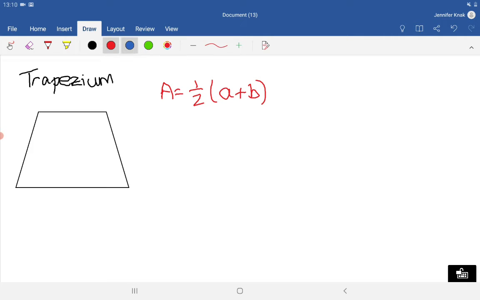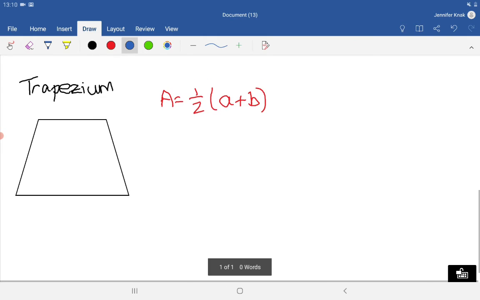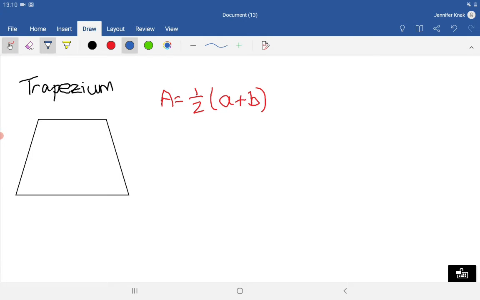What you need to know is that for any general trapezium, the parallel sides are what we call A and B. So this side here is A, and this side here is B, or the other way around. You can do it the other way around. And then the height is obviously the height of the shape from top to bottom. Again, not the sloping sides. The sloping sides have got nothing to do with it.